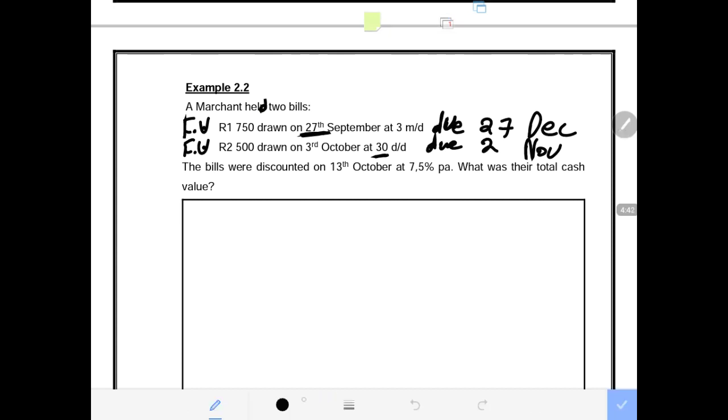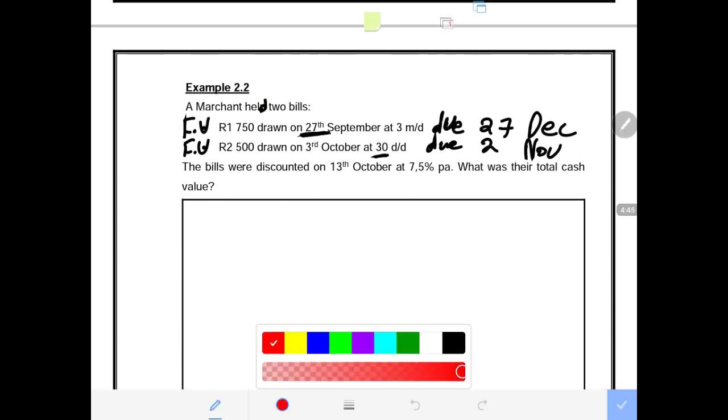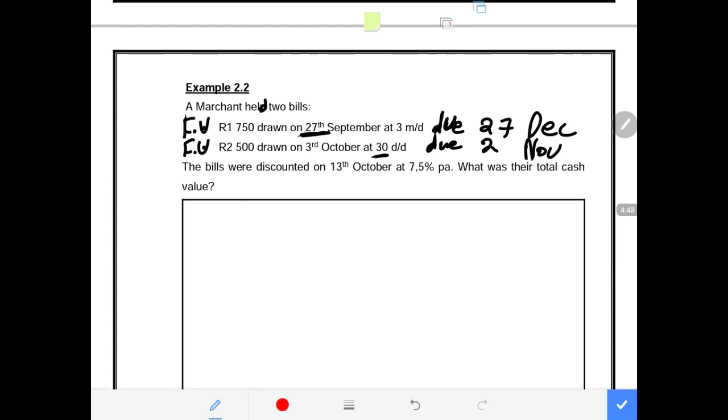Then let us read further and see what is provided to us. It further says that the bills were discounted on 13 October at 7.5% per annum. What was their total cash value? Both of these bills were discounted on the same date, 13th of October, and the due dates of these bills are in November and December. That means both were discounted before their due date.